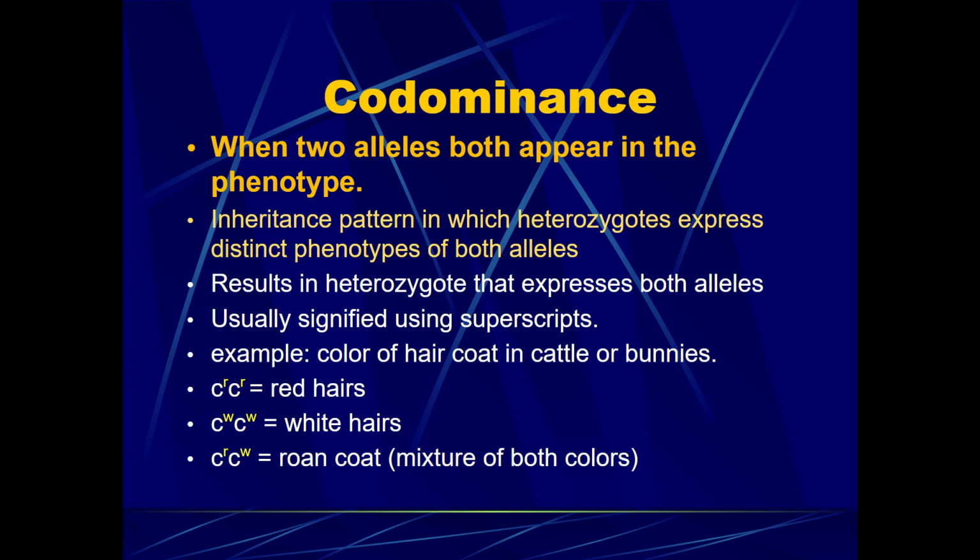A great example of codominance is coat color, hair color in animals, things like cattle and bunnies. For example, we can look at roan coat color in cattle. This is represented by a mixture of both red and white hairs. And if you were to look really close at these heterozygote individuals, even though they appear to have kind of this blend of coat color, when you get really close to them, you can see that their coat color is actually made up of individual white and individual red hairs.